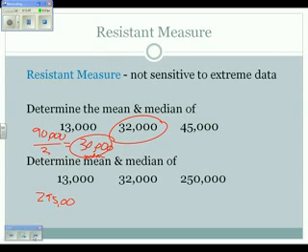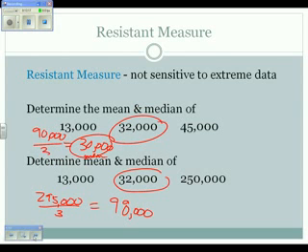And then on this data set, if we add these together, what will we get? 295. And divide that by 3. We'll get nearly 100,000. What do we get? $98,000. Okay. And then the median is still 32.